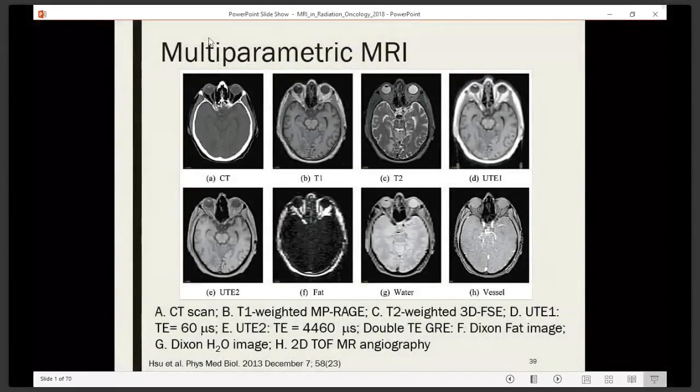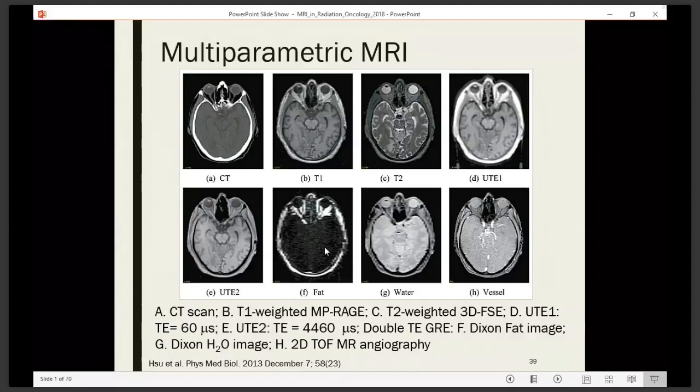So here's an example. Here's your CT image on the top left, your T1 weighted image, your T2 weighted image, and then there's multiple types of ultra short TEs you do in order to get the cortical bone. You usually do at least two. So here's UT1 and UT2. And then you can acquire, through what's called a Dixon method, Dixon imaging, a fat and water image based on the chemical shift of fat and water, causing their spins to precess at different phases.